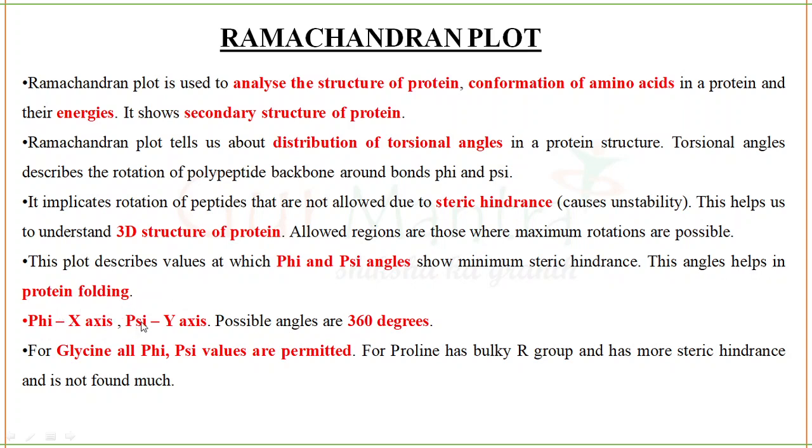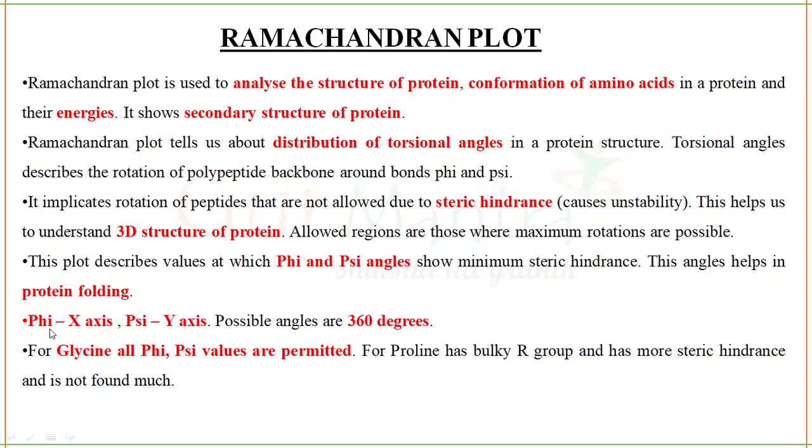When a protein folds, the polypeptide backbone and its rotation play a very important role, because a linear peptide has to fold. For folding, rotations of the bonds are important. If there is steric hindrance, if there are bulky groups available everywhere, then protein folding will not happen properly. For protein folding to happen properly, there should be less steric hindrance and maximum rotations. We can understand all this in the Ramachandran plot.